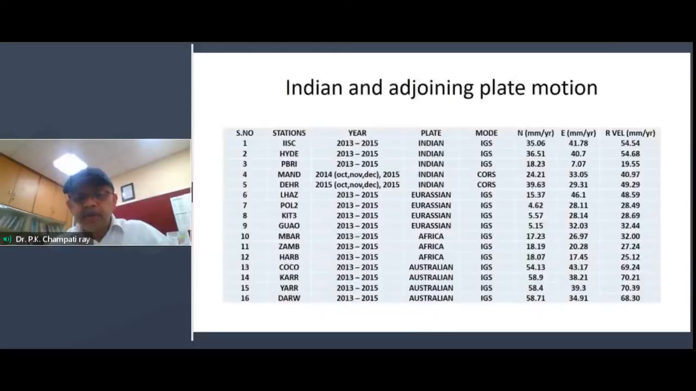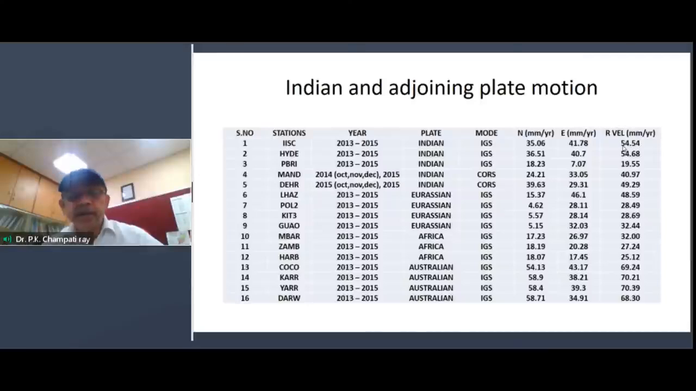And we will see now, this is the rate of movement for different stations. You can see we have the north component, east component, and the relative velocity: IISc, Hyderabad, then Port Blair, Mandi, our own station Dehradun, Lhasa international station, Pole 2 again an international station. So there are a lot of international stations, Australian stations are there, along with our own stations we have been analyzing. So all the data from different stations can be analyzed together, and we try to find out how the plate motion is.